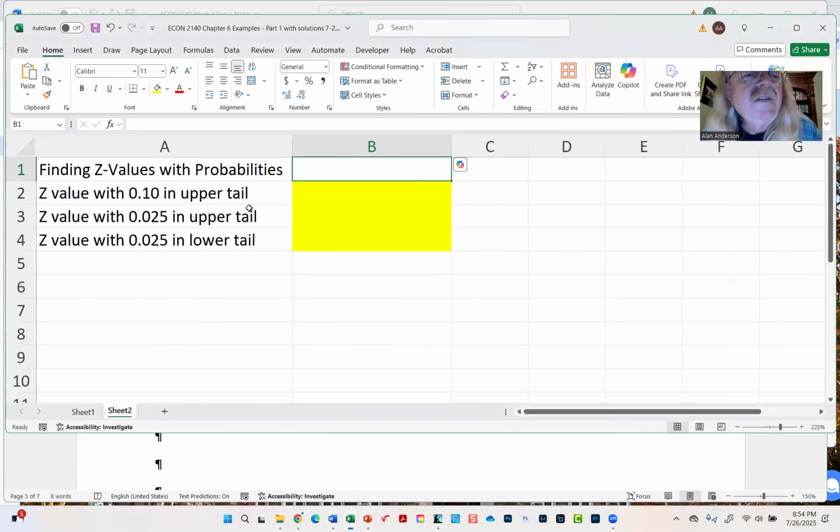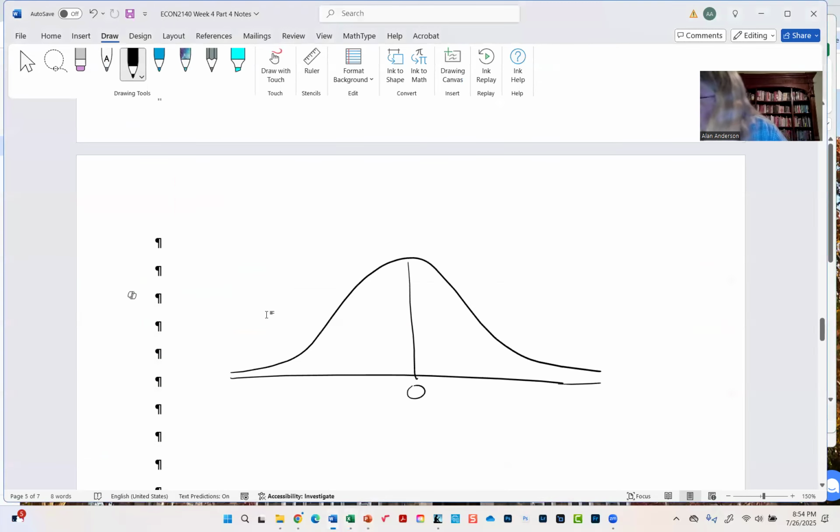So it says Z value with 0.10 in the upper tail. What does that mean? So it's some value of Z such that the area above it is 10%. Whatever it is, the area below it is 90%.